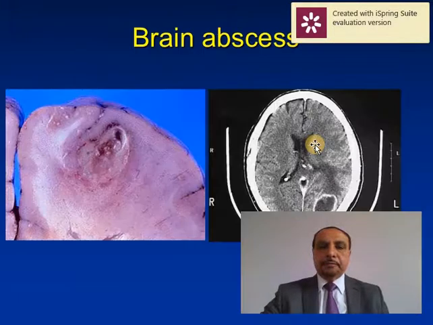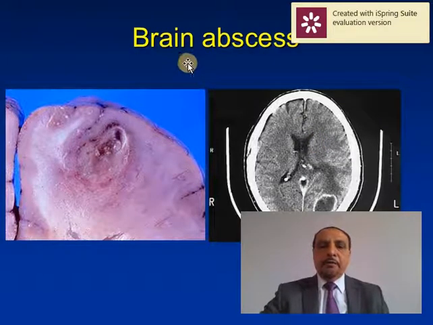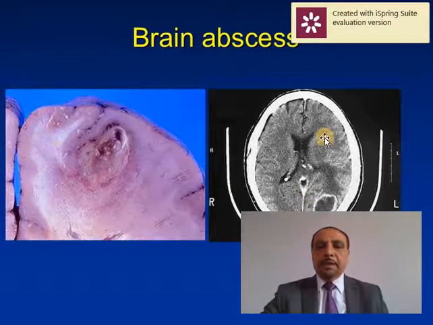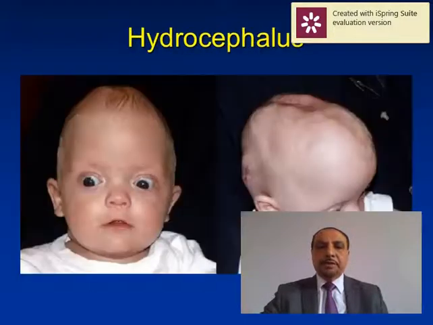Among the complications of meningitis is brain abscess. Here, this is post-mortem, and this is the CT showing a brain abscess. One of the signs of meningitis in the infantile period is hydrocephalus, as you see, with a bulging and tense anterior fontanelle and setting sun sign. This is causing hydrocephalus and enlargement of the size of the head.